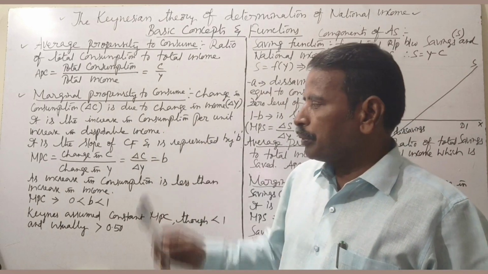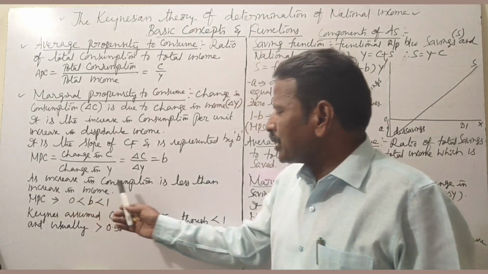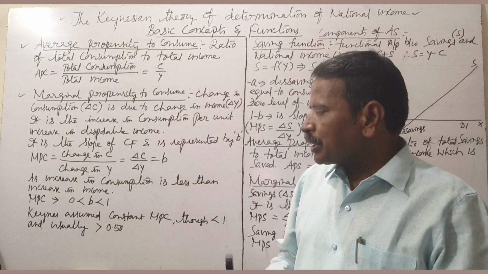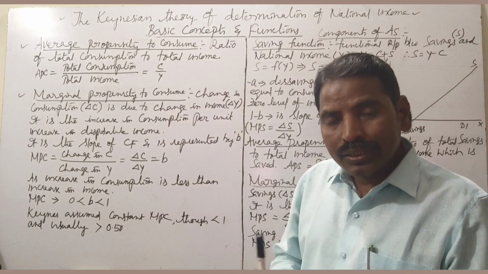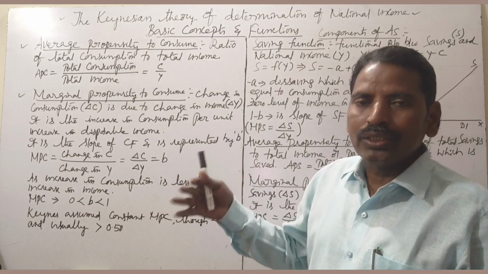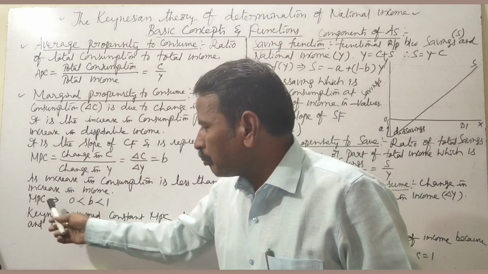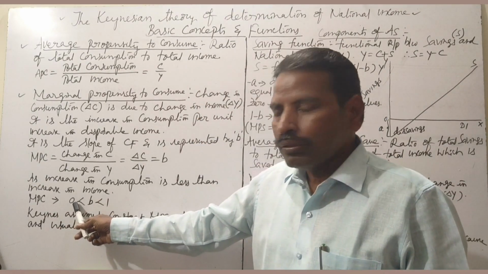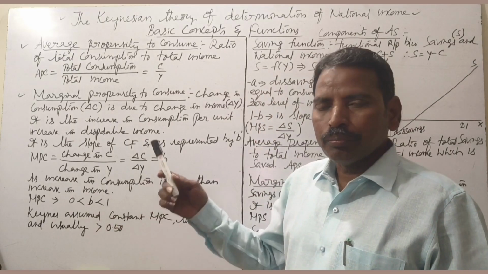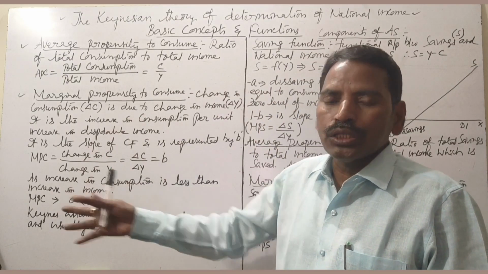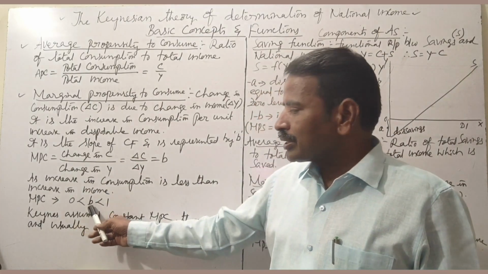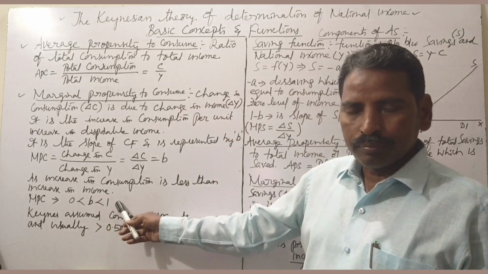This is called MPC. The increase in consumption is less than the increase in income. So income increases more, consumption increases less. That is why MPC is less than 1 and greater than 0. That means 0 less than MPC less than 1.